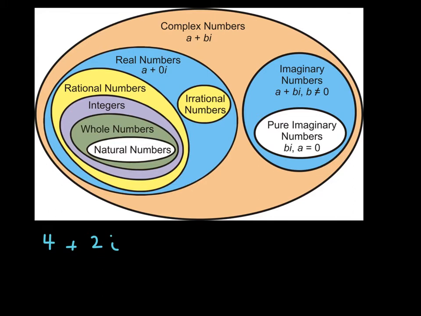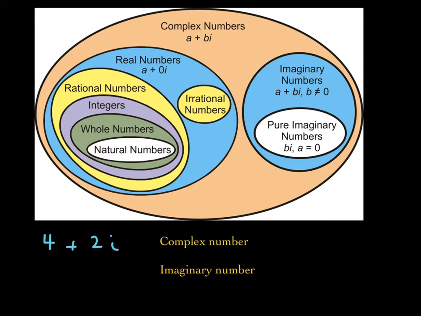Notice that in order for you to be a real number, this coefficient of i has to be 0, right? And it's not 0, it's actually 2. So this is an imaginary number, also called a complex number. So this is a complex number, you can also call it an imaginary number.